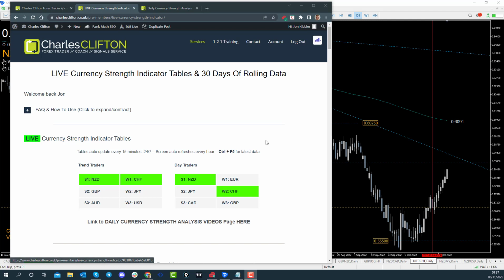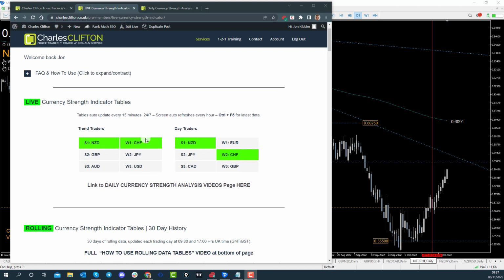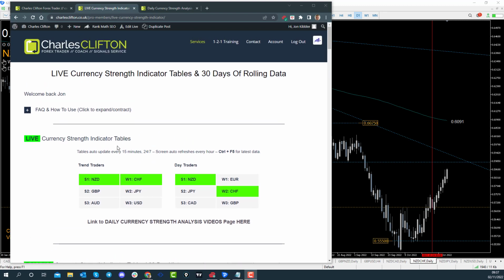Here you can see we have the live currency strength indicator tables in front of us. You can see that we have the trend traders tables here and the day traders tables. These are the same studies, just highlighting different time frames. We can see that some of the currencies here are highlighted in green. That shows us that there is a confluence between the two trading time frames, and that's where we'll be focusing our attention in these videos.